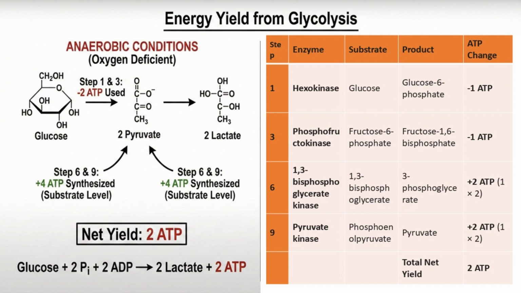While step 5 still produces NADH, this NADH is redirected to step 10 to reduce pyruvate into lactate, regenerating NAD+, so glycolysis can continue. Without the mitochondrial ATP boost from NADH, we are left with 4 ATP produced minus 2 invested, resulting in a net yield of only 2 ATP.